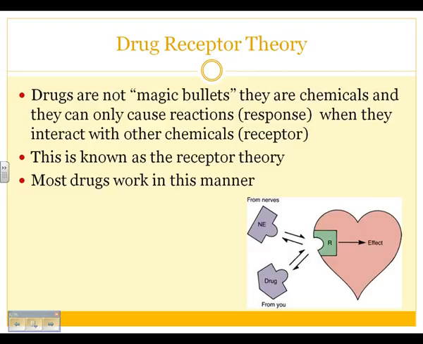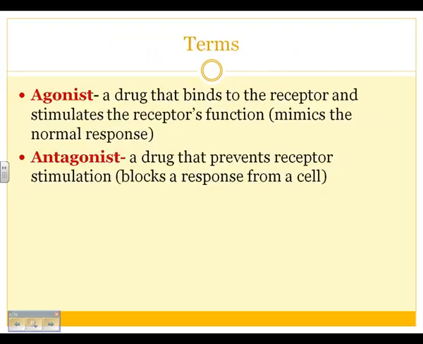This is the drug receptor theory. Drugs are not magic bullets. They're chemicals, and they can only cause reactions, which are responses, when they interact with other chemicals or receptors. This is known as the receptor drug theory, and by far the majority of the drugs work this way. And basically what happens is the medicine that we give, it's a chemical, goes to its receptor site, which is another chemical, and it can do one of two things. It can either turn that receptor on to make it work more, or it can turn that receptor off and block it to make it stop working or do the opposite. Okay? So your on switch is an agonist.